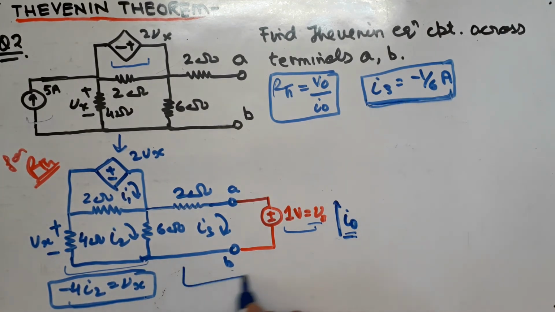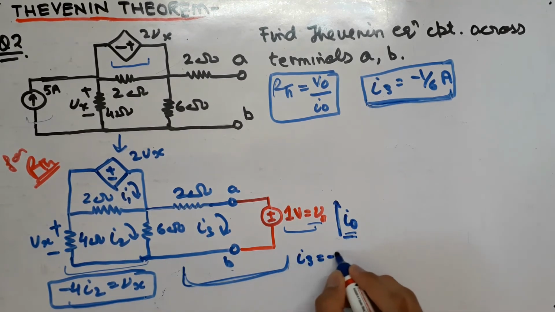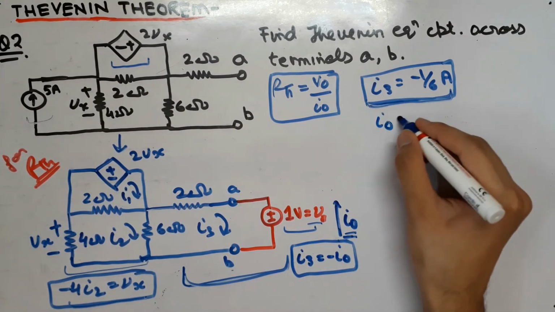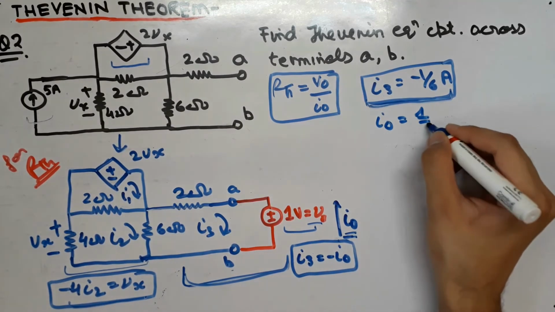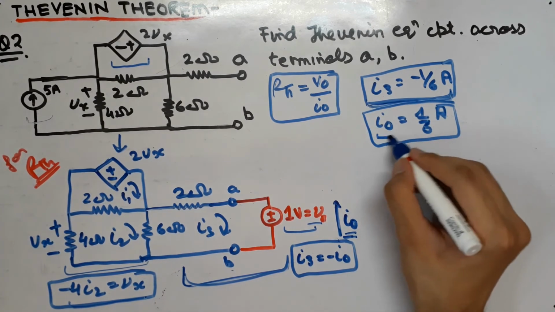Now please closely look at this loop. We can see that the value of I3 will be equal to minus I0. From there we will get I0 as 1 by 6 ampere. Now that's what we wanted to find.